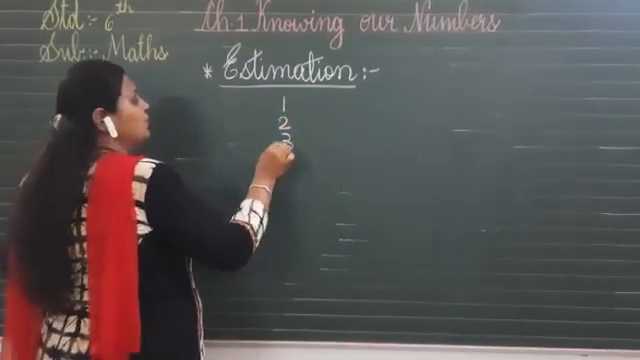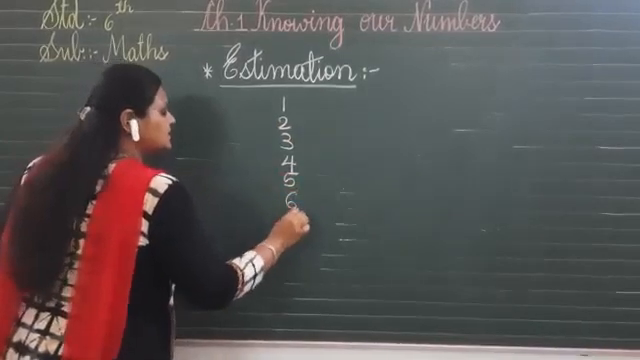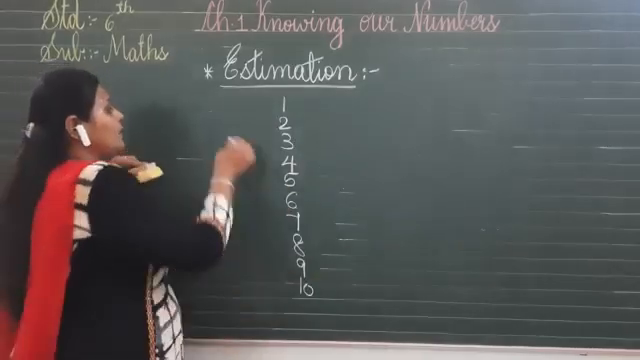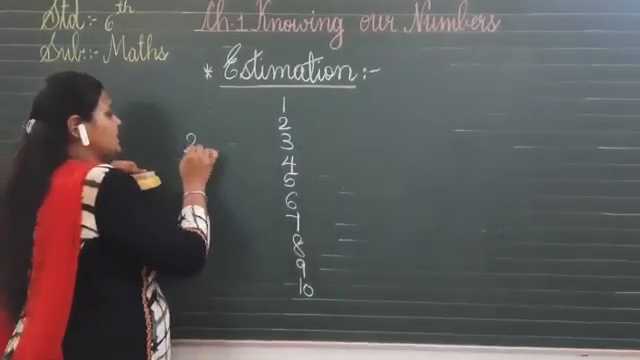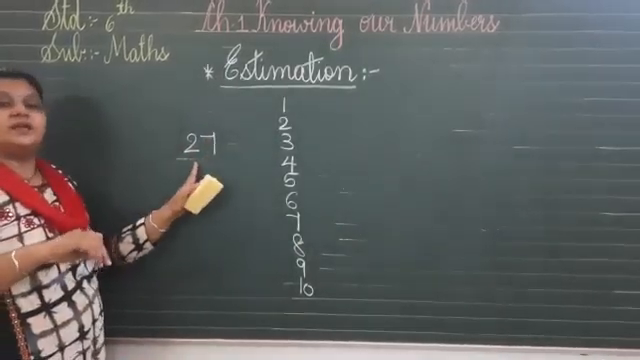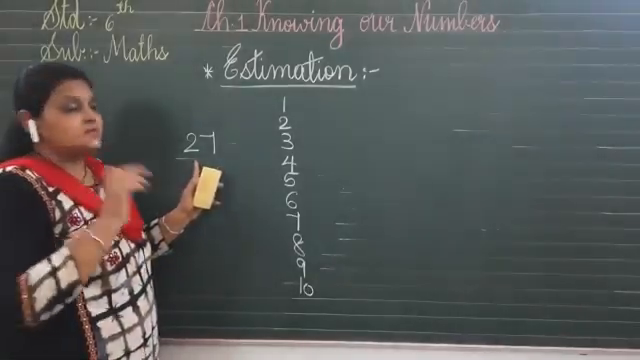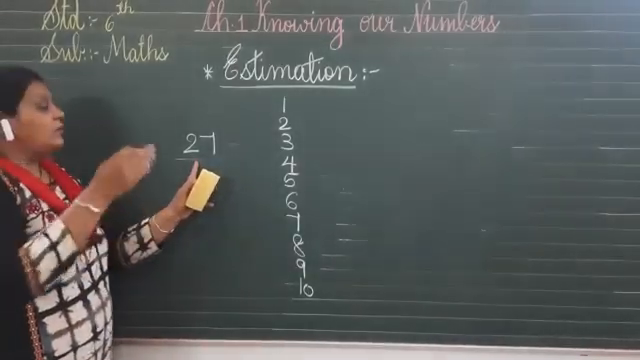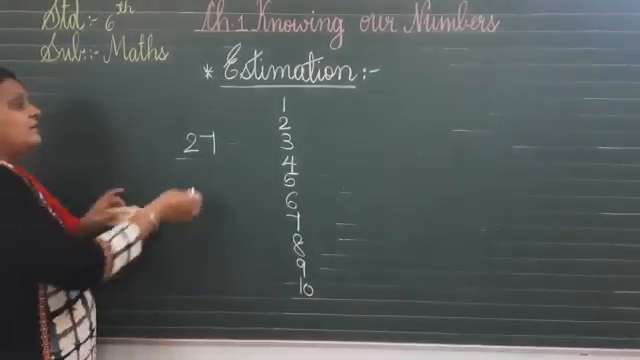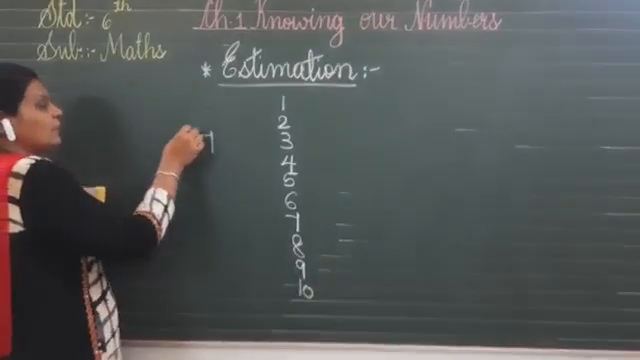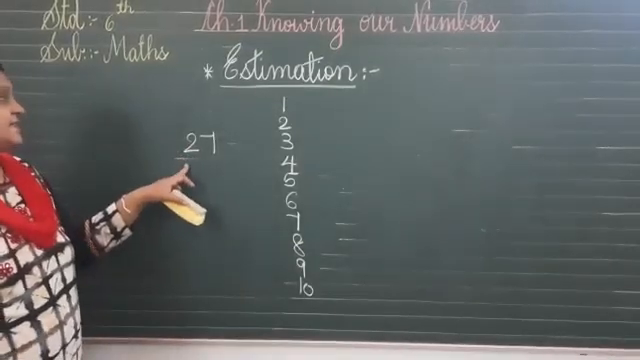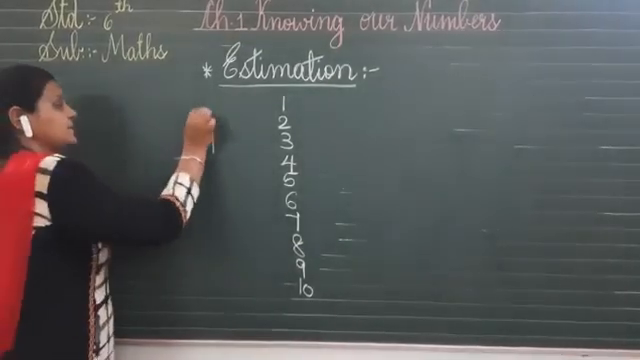First 1, 2, 3, 4, 5, 6, 7, 8, 9 and 10. Now if you are given a two-digit number, that is 27, and you are told to round off the number 27 to the nearest tens, you have to check which number is the nearest tens to 27. For that we will check the ones place.